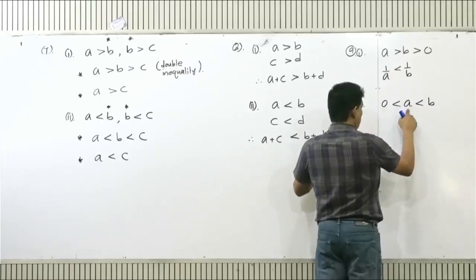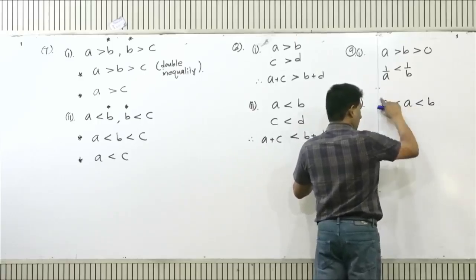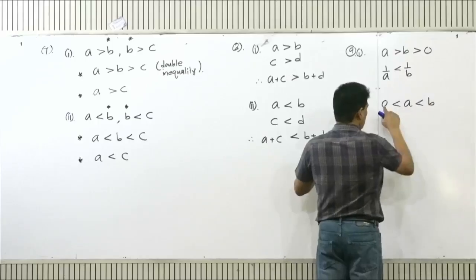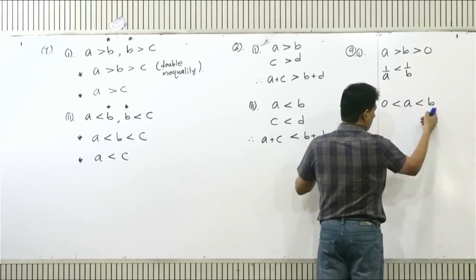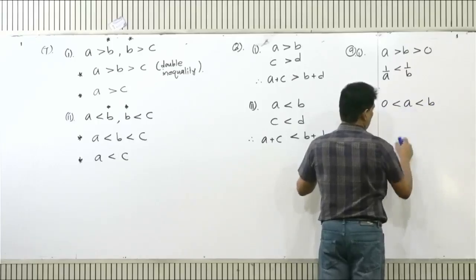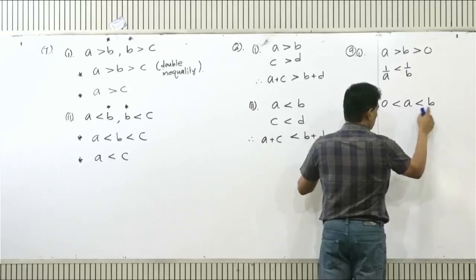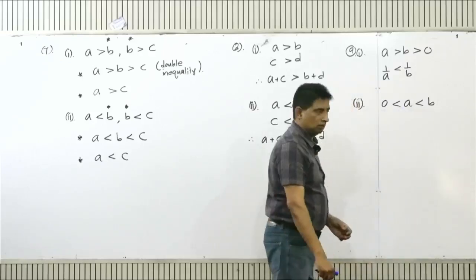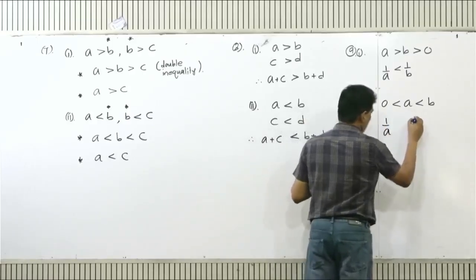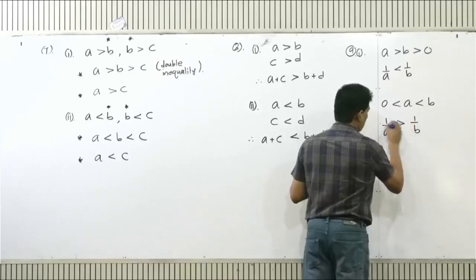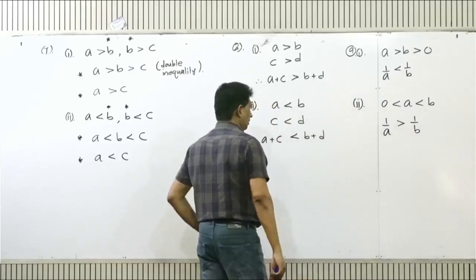A is less than B and 0 is less than A. If we read this way, A is greater than 0, that means A is positive. B is greater than A, then B is also positive. That means this inequality, left hand side and right hand side, both are positive. Then we can take the reciprocal, 1 over A, 1 over B, and the inequality mark reverses. This is the ninth law.